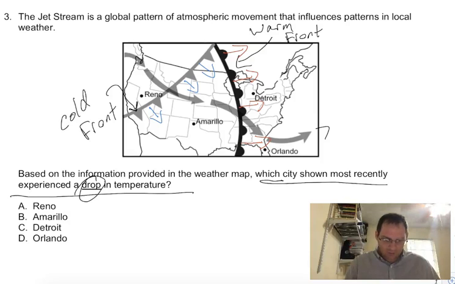A, Reno. See, Reno is right here. We just see the cold front just passed it, so it's probably going to be Reno. Probably. But just to make sure that's the best answer, let's go through each one. See, Amarillo. Amarillo is right here. The cold front has yet to reach it. But maybe got hit by the jet stream, but it's above it, so that's not it.